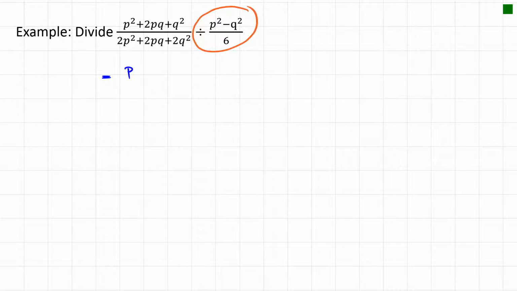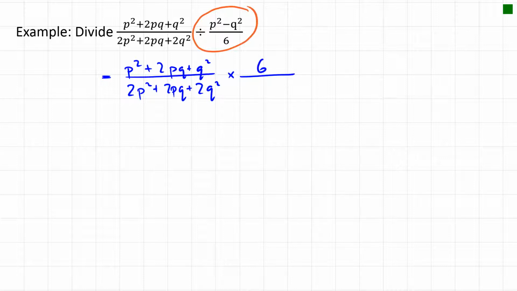So this looks like rewriting the first rational expression. Now there's some factoring we can do, but I'm going to do that in the next step. So there's our first rational expression, and then we're going to multiply by the flipped form of the second rational expression. So 6 over p squared minus q squared. And now we're ready to go ahead and multiply these two rational expressions.